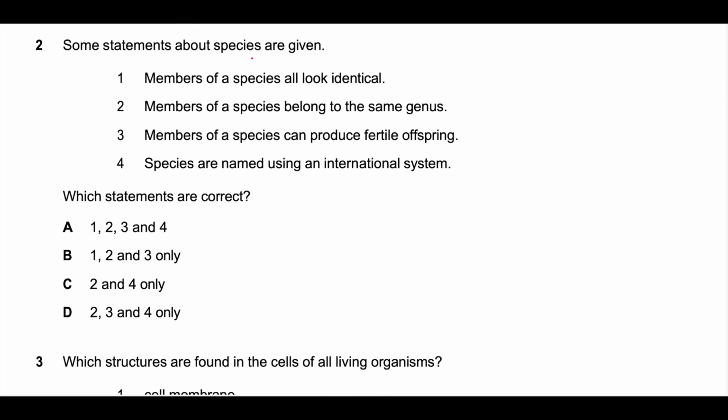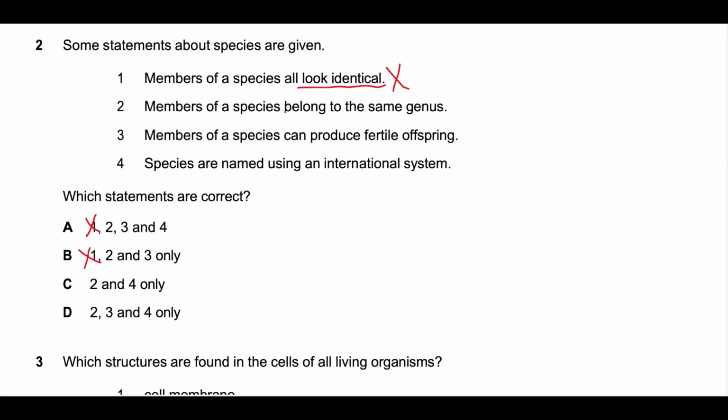Some statements about species are given. Which statements are correct? Let's start. First, members of a species all look identical, which is wrong. We have sexual reproduction, so we have variation. That means it's not identical. Maybe they look similar, but not identical. So 1 is wrong. So I will exclude A and B because they have choice 1.